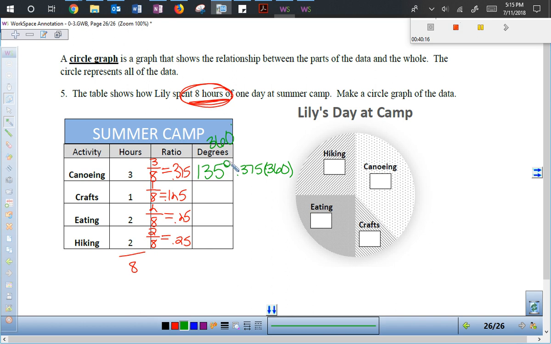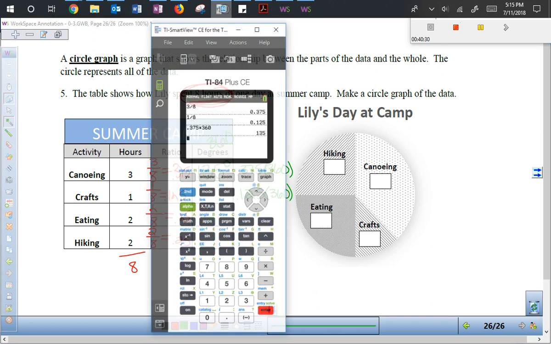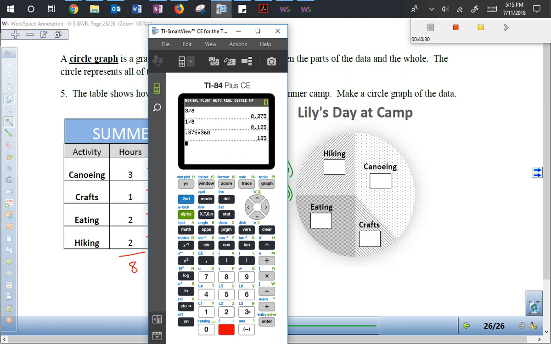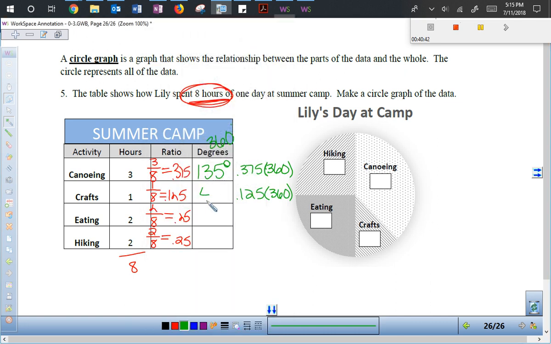Now we can go to crafts. So over here on the right, 0.125, that was my ratio, times 360. And let's get out our calculators. 0.125 times 360. And that should be 45 degrees. So 45 degrees is for crafts. Go ahead and pause the video and determine the number of degrees for eating and hiking on your own. So 90 degrees should go for eating, and 90 degrees should go for hiking.